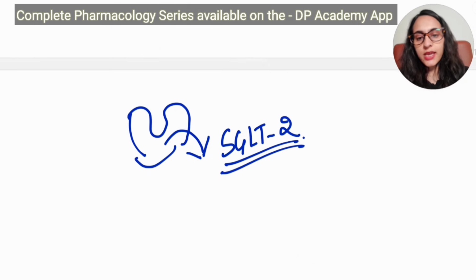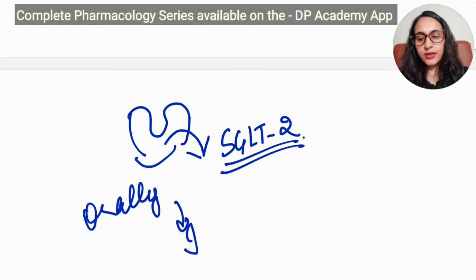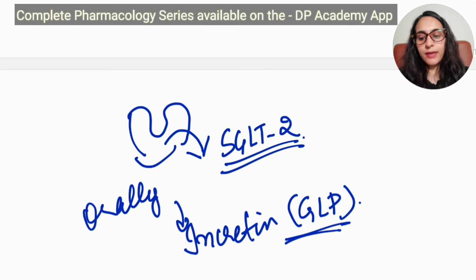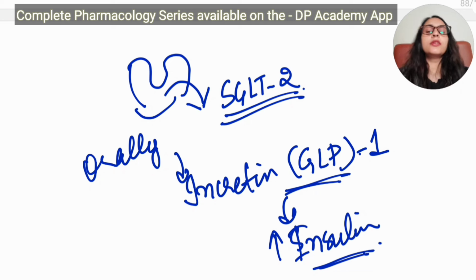If the glucose is taken orally, then it releases incretins, and these incretins are glucagon-like peptides. So GLP, glucagon-like peptide, GLP-1. This GLP-1 causes an increase in the insulin, and it causes a decrease in the glucagon, and it also stimulates the satiety feeling and slows down the gastric emptying, similar to amylin.